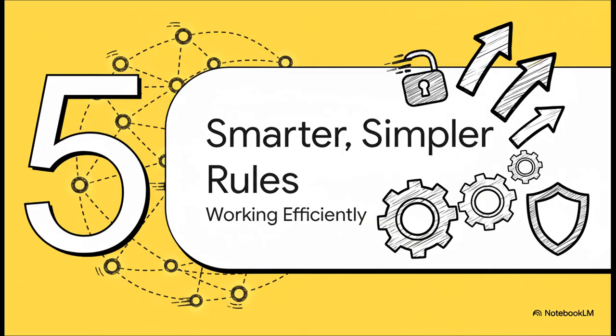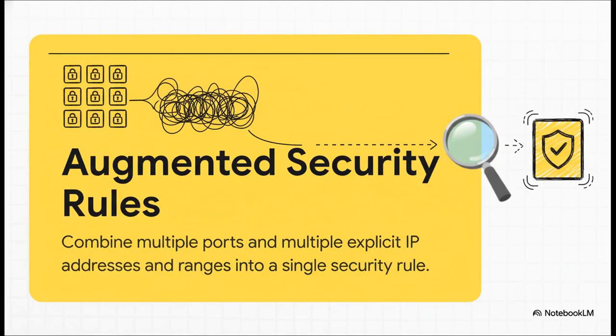Okay, so we've got the fundamentals down. Now let's level up and look at a few features that make all of this way more powerful and just easier to manage. First up, something called augmented security rules. This is a lifesaver. Instead of making a rule for port 80 and then another one for port 443, you can just group them all into one single rule. It cleans up your rule list so much and just makes everything easier to read.